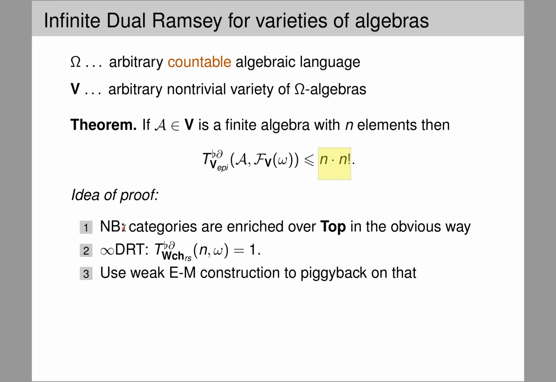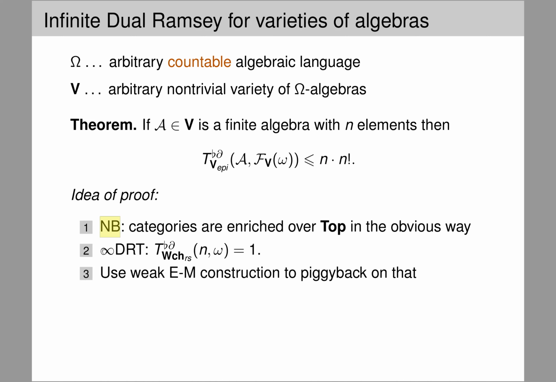So first, all the categories I'm working with are enriched over Top in the obvious way. So you have surjective maps from a countable infinite object into a finite object. So you can just take the discrete topology on the finite object, which is trivially compact. So by the Tychonoff theorem, the set of all maps is a compact topological space, and that's how we enrich. I think that's the straightforward, easy way to get topology on morphisms.